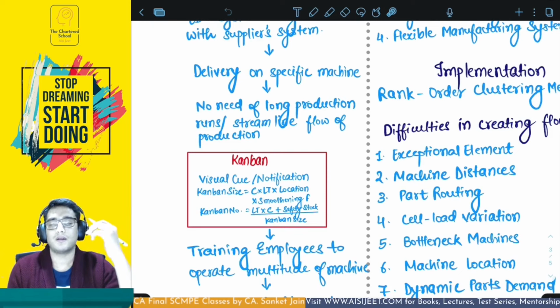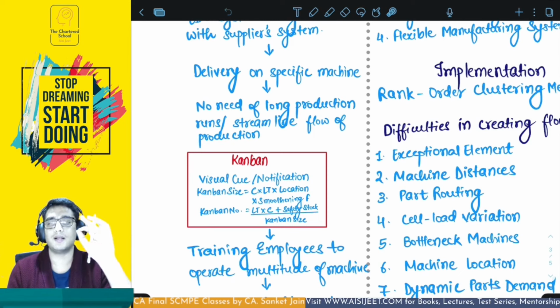So let's understand that because we are implementing the JIT system, we are already managing our inventory based on the JIT system, but we also need to have a Kanban system in place. Why? Because the variation of demand is definitely going to be there. It cannot happen that your demand is absolutely constant, right? So a slight variation in demand is going to happen. Now this can be looked into by using Kanban system.